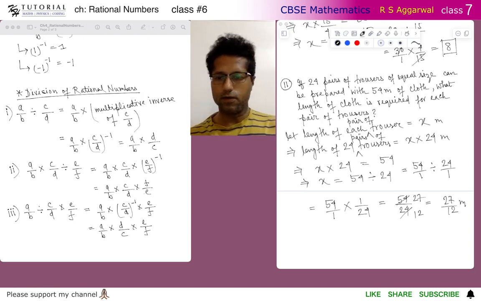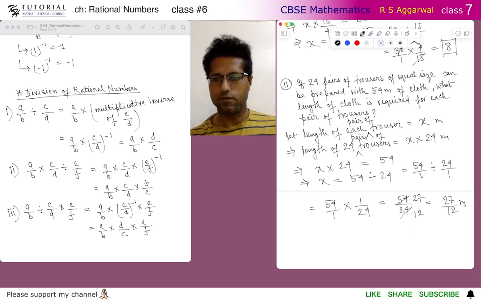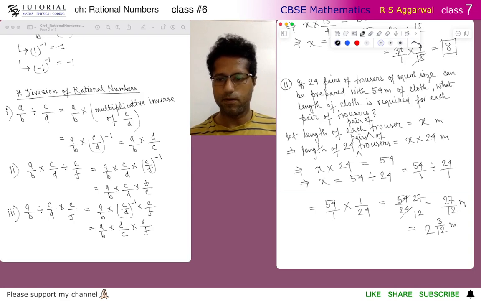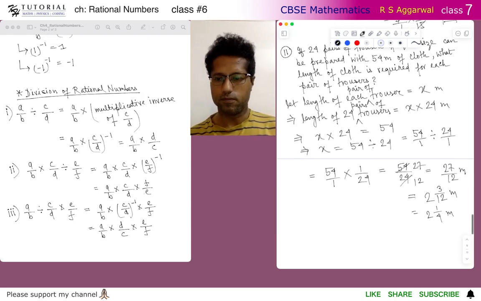And if you want to convert it to a mixed fraction, this is an improper fraction because the numerator is greater than the denominator. You can convert it to a mixed fraction. This will be 2 3 by 12 meter, or this is 2 1 by 4 meter. This is the length of each pair of trouser.